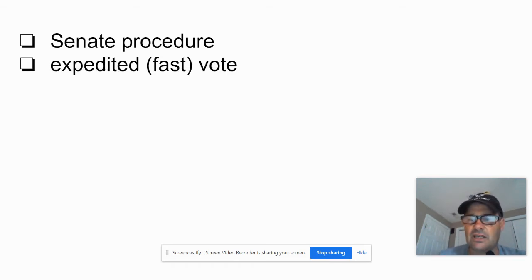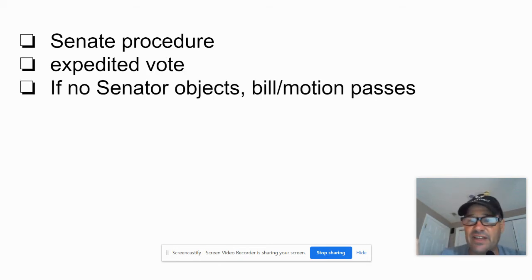And it's basically an expedited vote, a fast vote. Like, let's just get this done. Hurry up, get it done. Expedited vote, fast vote. And basically the idea is if no senator objects, literally nobody objects, then the bill or motion will pass. So they go, we're going to do a unanimous consent. Does anybody object? They hear nothing, crickets. Boom, it passes. So they just get it done quickly.